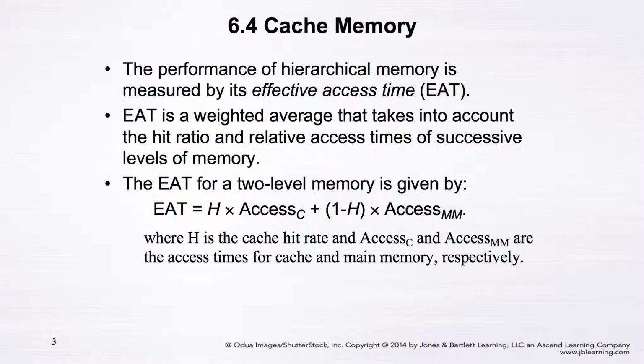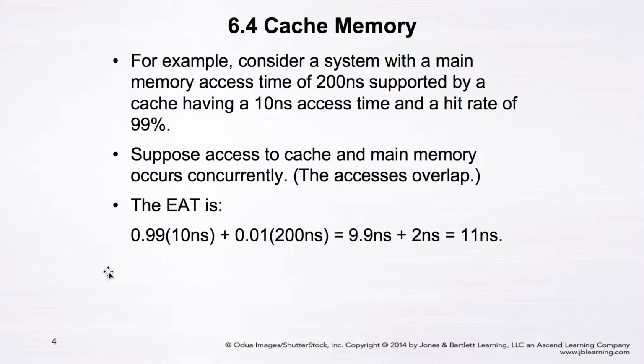Here's an example of how to compute the EAT for different systems. Consider a system with a main memory access time of 200 nanoseconds, supported by a cache with a 10 nanosecond access time and a hit rate of 99%. So most of the time you can find information in the cache. Suppose the accesses to the cache and the main memory occur concurrently, all at the same time, which means the accesses overlap.